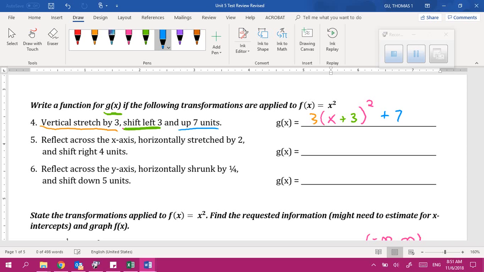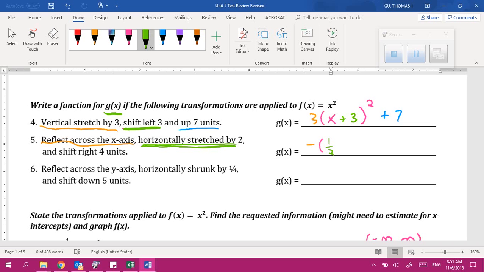Okay, on to the next one. Our very first transformation, reflect across the x-axis. So what does that tell us to do? A negative sign, right? Parentheses, how did you know to put a parentheses before writing a number? Because we have a horizontal stretch. So if it's a horizontal stretch, what is my value going to be? 1/2, right, because it's going to be the opposite.